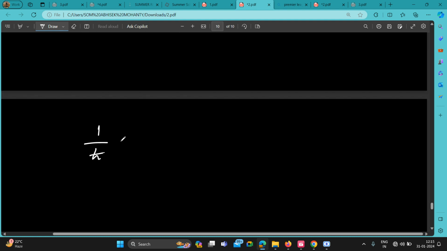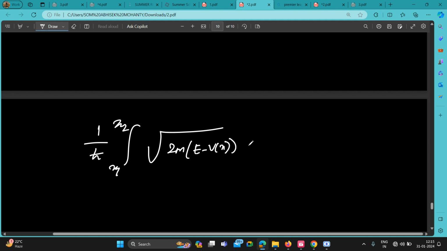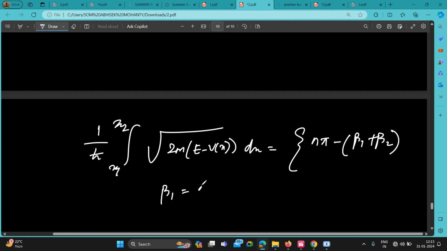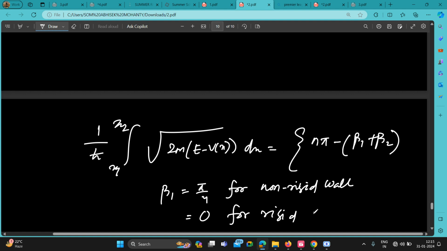The formula is 1 by h cut integral from x1 to x2. This is the original formula. We don't need to remember this because the question will be directly coming from that. It equals the sum of beta 1 plus beta 2, where beta is equal to pi by 4 for a non-rigid wall, but 0 for a rigid wall. That's the concept behind this approach.